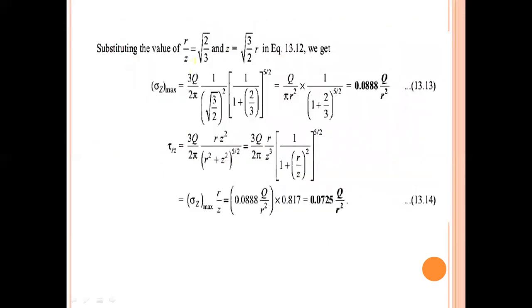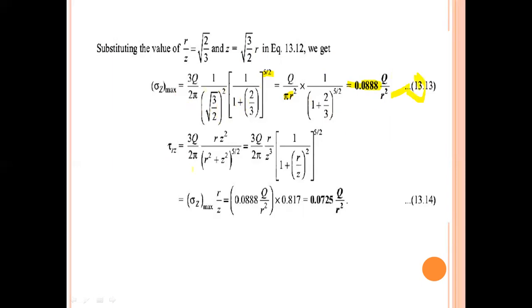Substituting the value of r by z equal to root of 2 by 3 and z equal to root of 3 by 2 r, we get sigma z maximum equal to 3q by 2 pi into 1 by (root of 3 by 2) whole square into 1 by (1 plus 2 by 3) whole power 5 by 2, that equals q by pi into r square into 1 by (1 plus 2 by 3) whole power 5 by 2, that equals, sorry, 0.0388 q by r square. It is the equation 13.13.